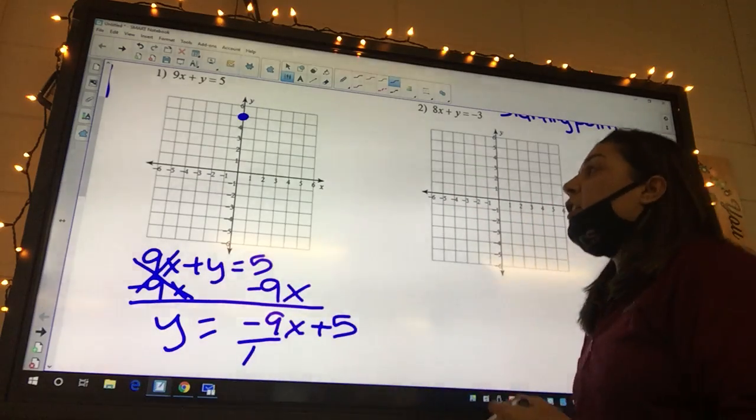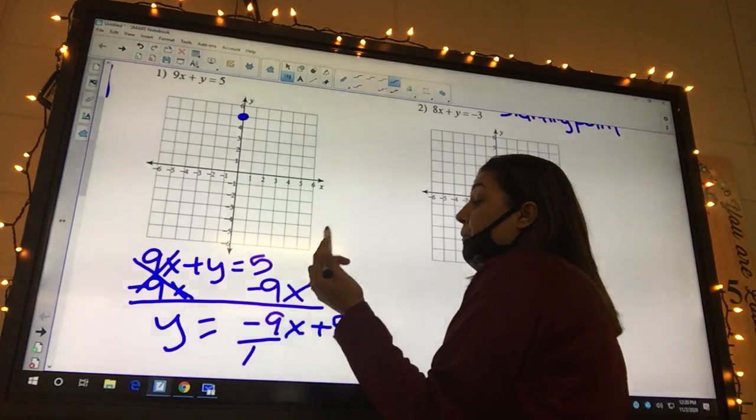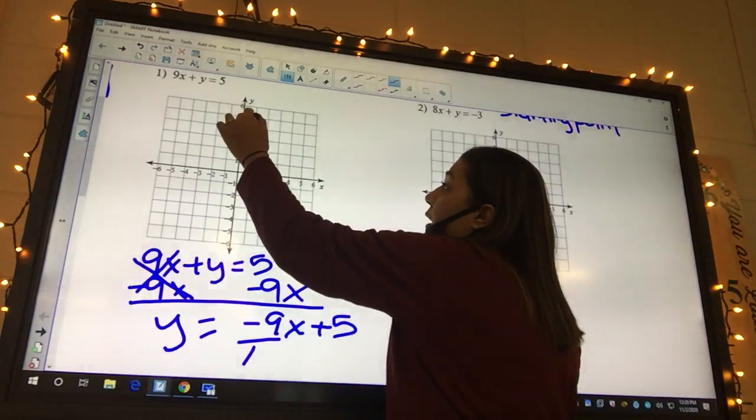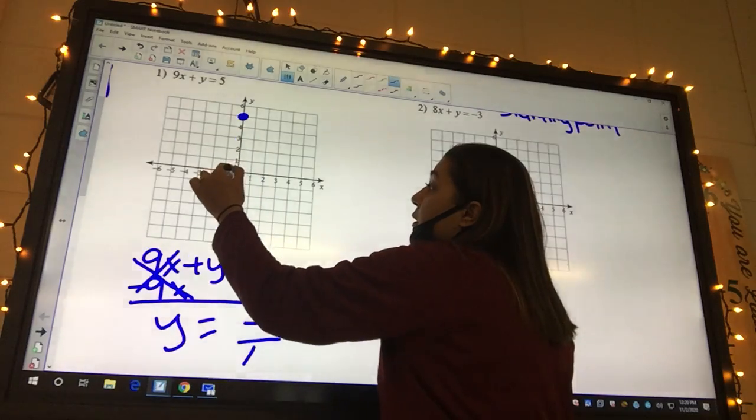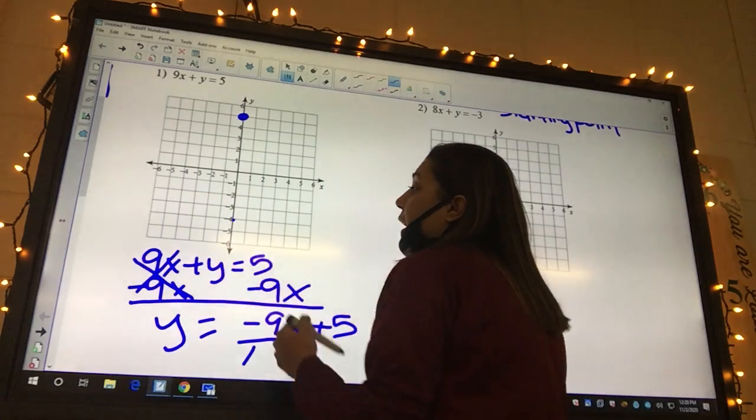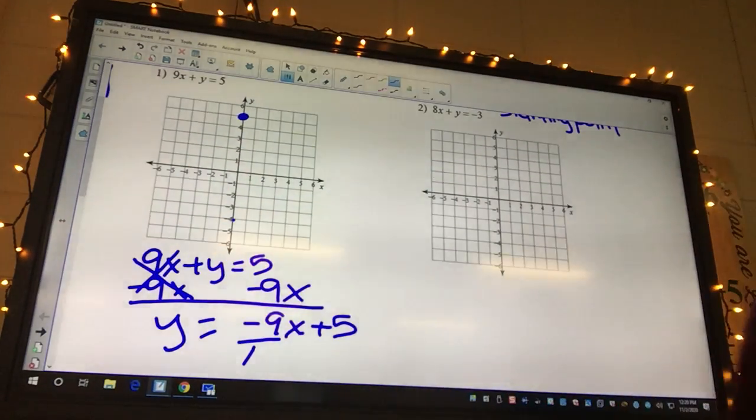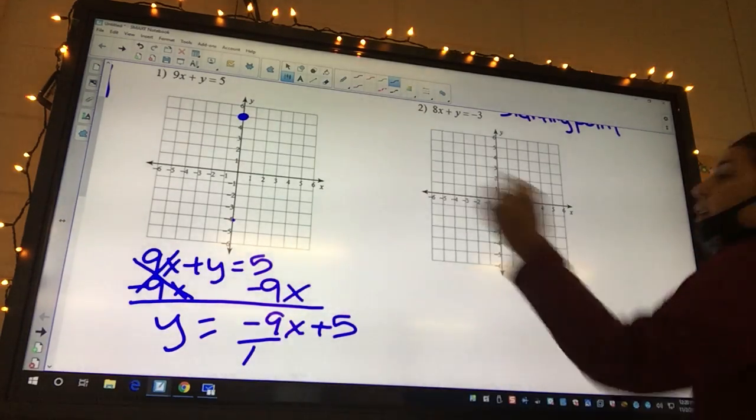Okay? So we're going to go down. Can we go up 9? No, so we got to go down 9. 1, 2, 3, 4, 5, 6, 7, 8, 9. Okay, and which way over 1 do I need to go? Is my slope positive or negative? Negative. So which way should my 1 go?